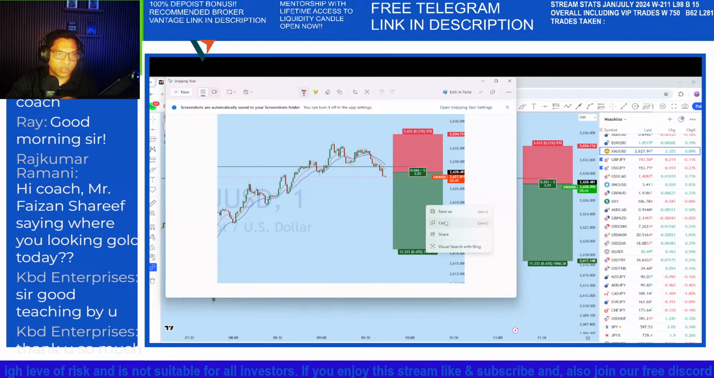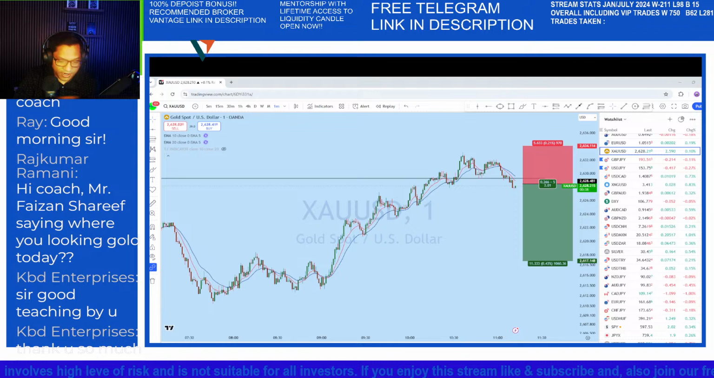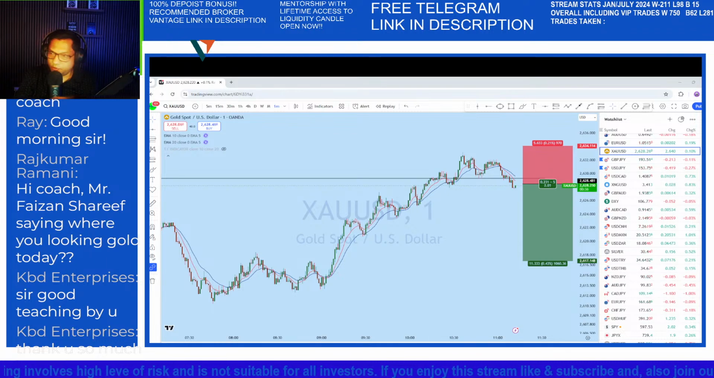It is a 53 pip stop loss in this trade, and there is no trade allowed without proper risk management, which is the key, guys. Keep in mind, which is very important, that you do proper risk management. Risk management means not more than 2% risk.